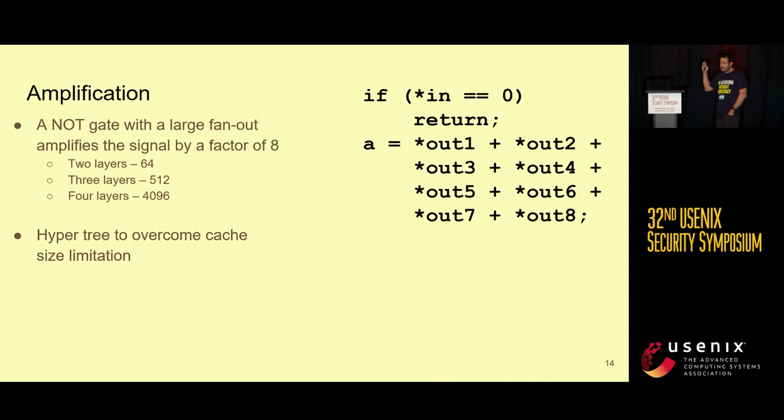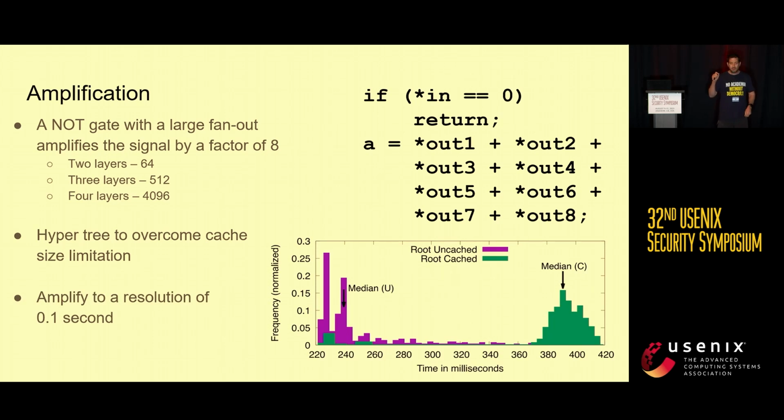Now this has some limitation because we can't amplify to something that is larger than the cache size. So we have a more advanced arbitrary structure that we can use for a much larger number of cache addresses. And basically we can amplify a single cache line, whether it's in cache or not, to a resolution of more than, in this case, 100 milliseconds. I think this is fun.